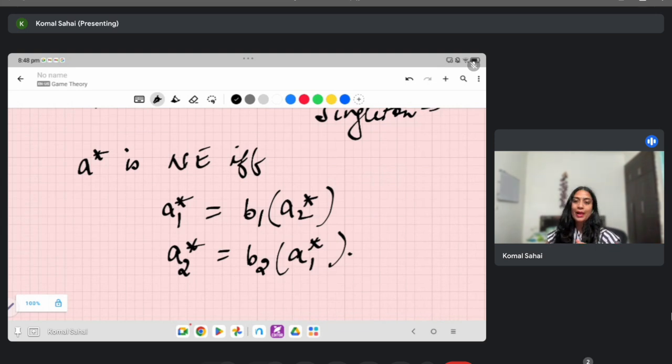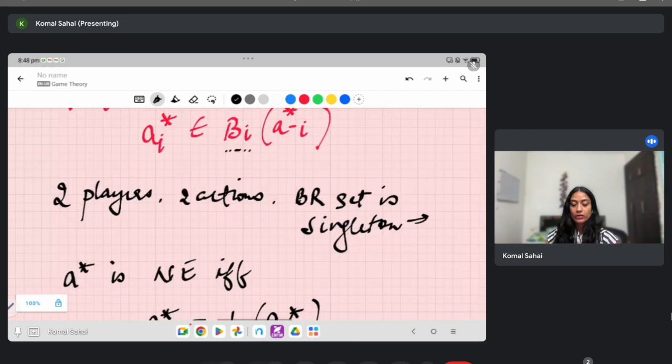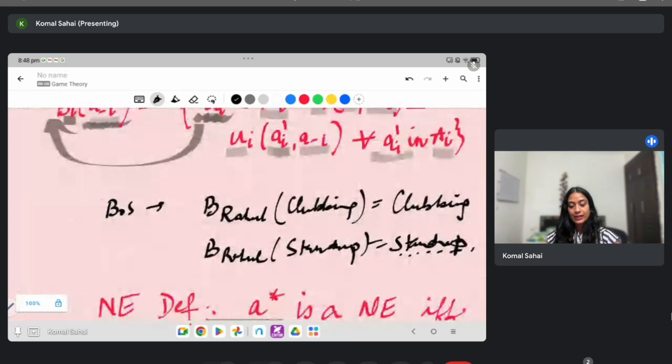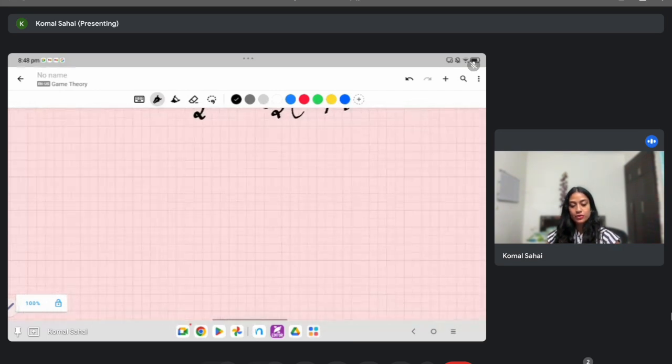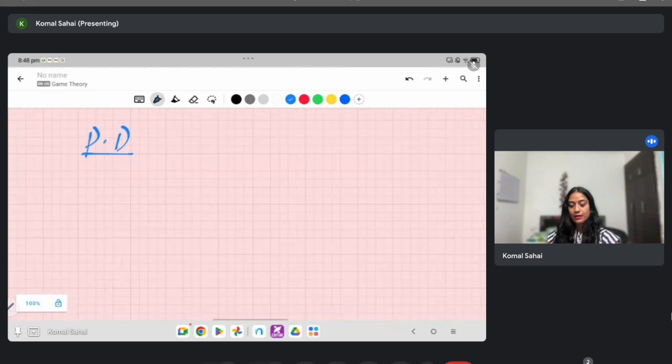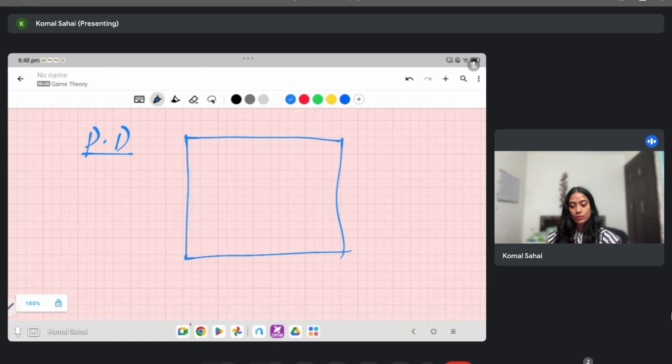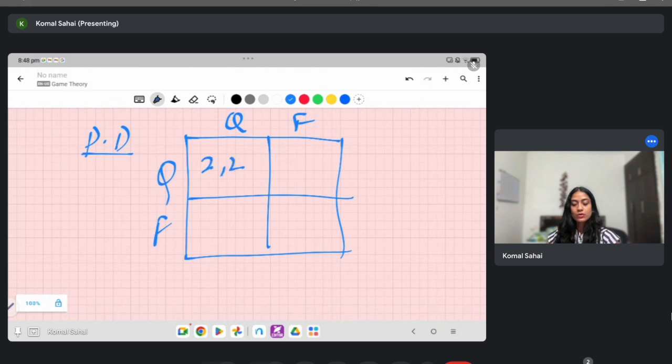So now, applying this, let us solve the 4 games that we have done. You will see how simple it becomes. There is no need to evaluate everything. Now we will simply solve each of the games using the best response function. You must have done this already, so let's do it quickly. First of all, let's start with the prisoner's dilemma. I'm assuming that you do not know it because I've seen a lot of students get confused about this. So you have your quiet and think, and you have 2, 2, 0, 3, 3, 0 and 1, 1.